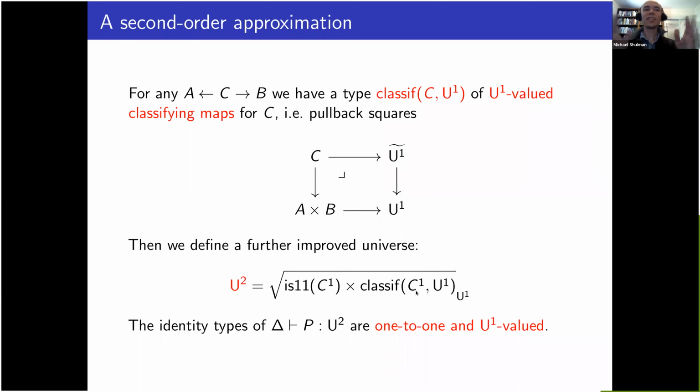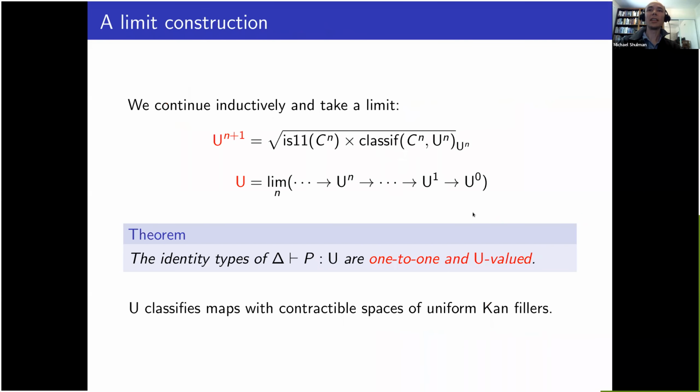Of course, that's not good enough either, because we can't use U2 now, because the identity types are not U2 valued, but U1 valued. If I want U2 to be the universe, then the identity types should be U2 valued. So really what we do is iterate. We've got U0, U1, U2. Once we've got a UN, we define UN plus 1 to be the subtype of UN whose identity types are one-to-one and are classified by a map into UN. And then we take a limit of this tower of universes, and it all passes all the way through, and we get a universe U whose identity types are one-to-one and are valued in the same universe U once we get to this limit.